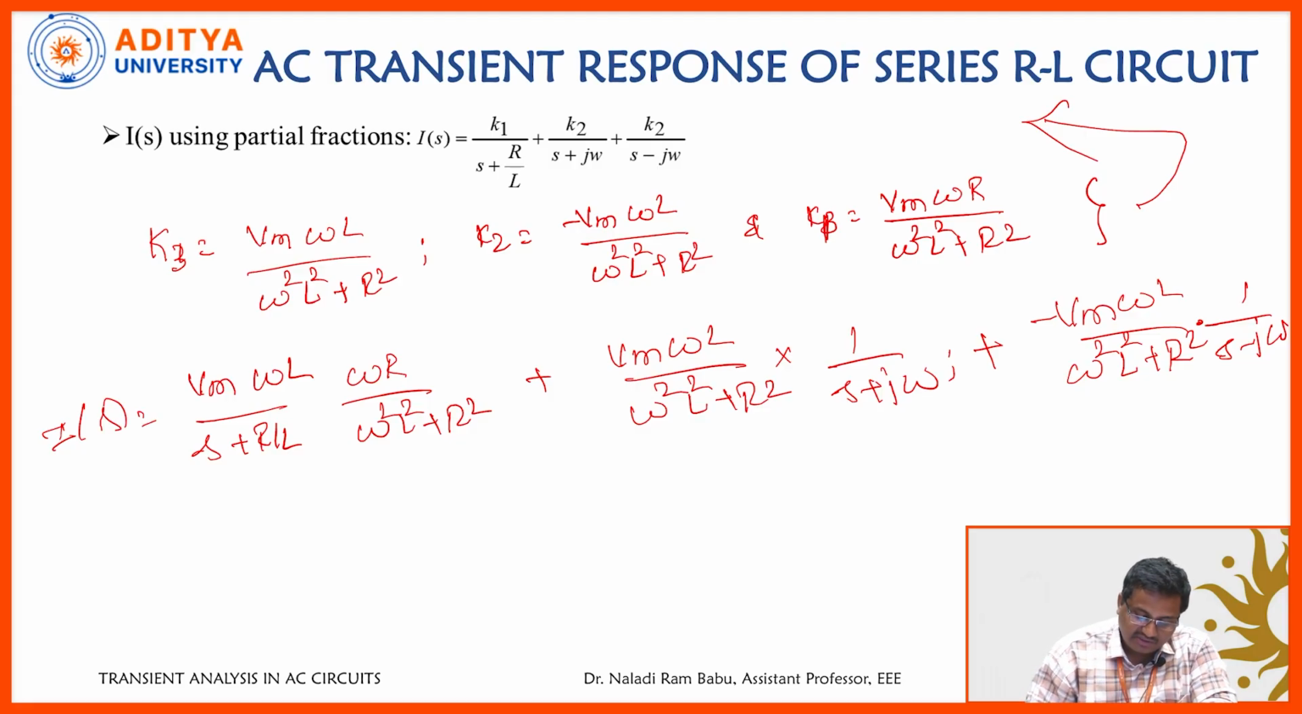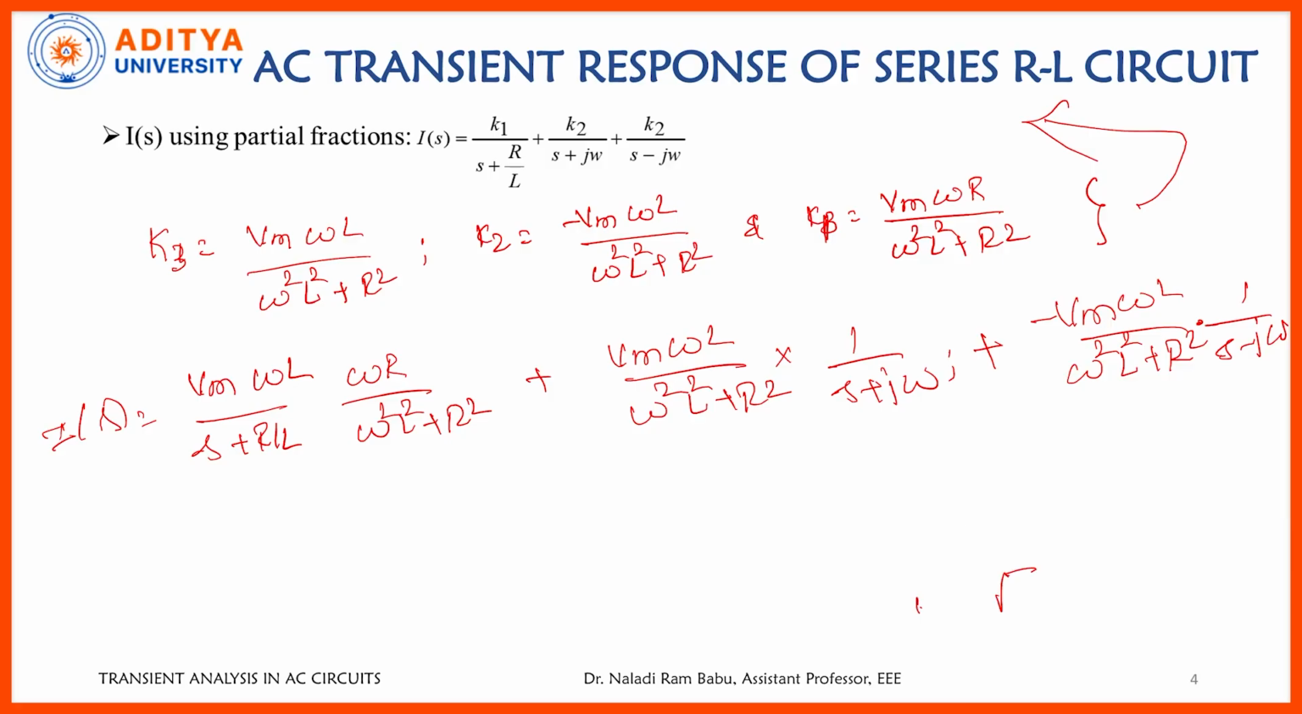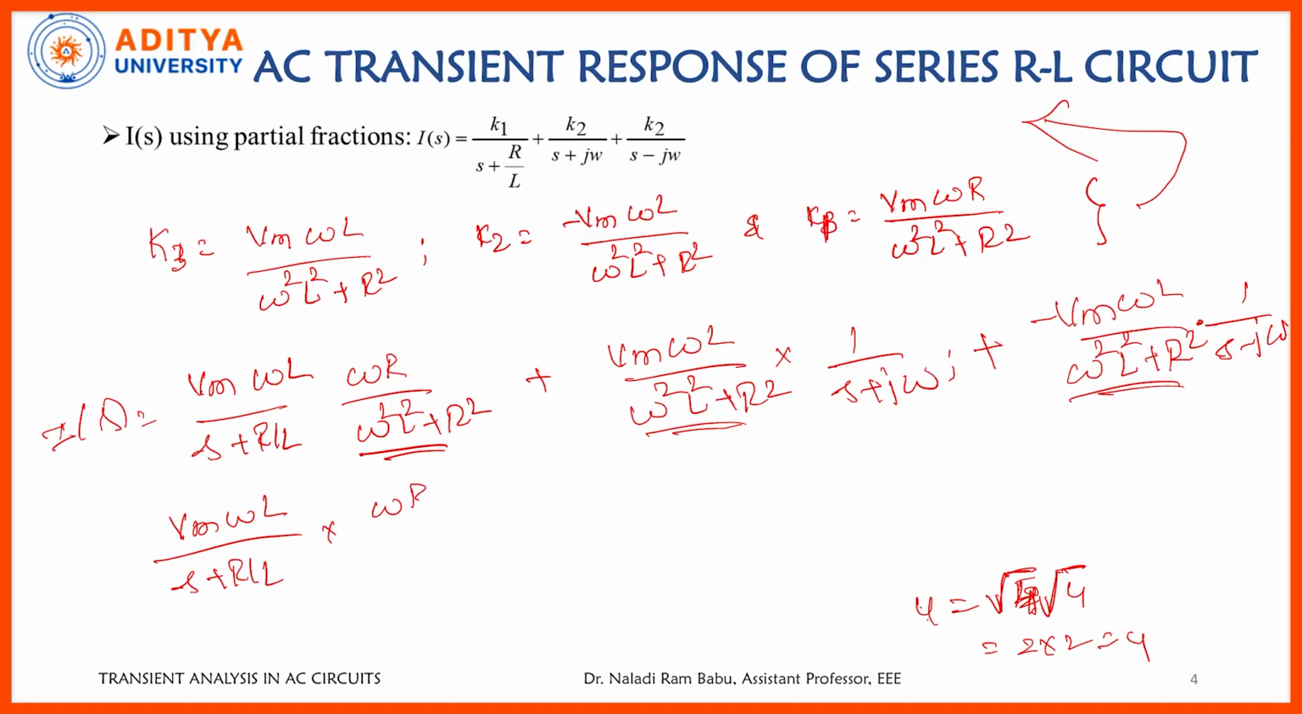Okay. Now what I am doing is taking this part inside. How I am taking it, I will show you. See here. We all know that 4 we can write as root 4 into root 4, right? That means root 4 is equal to root 2 times 4 into 4, that is 2 into 2, that is equal to 4. Now I am doing this, converting this part into that term. Okay. Therefore, Vm omega L divided by S plus R by L into omega R by omega square L square plus R square.